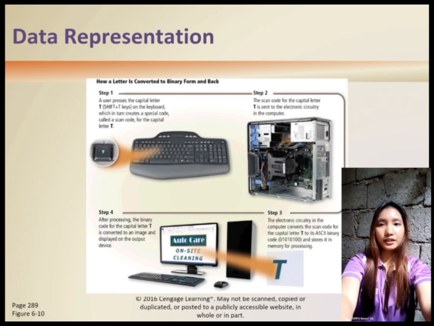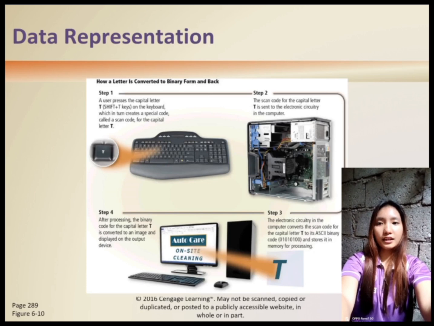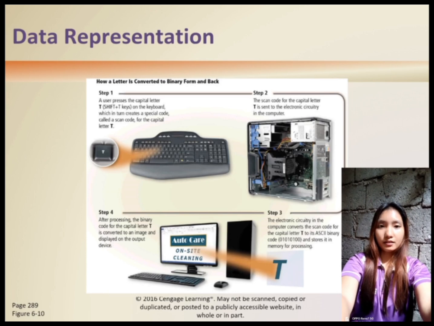How a letter is converted to binary form and back. Step 1. Pressing a key generates a scan code. This is a unique code for each key. Step 2. The scan code is sent to the computer circuitry. Step 3. The circuitry converts the scan code into its ASCII binary code, a standard code for representing characters as numbers. This binary code is stored in memory. Step 4. After processing, the binary code is converted back into a visual representation, the letter T on a screen.